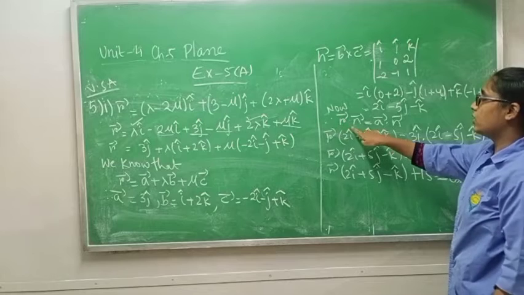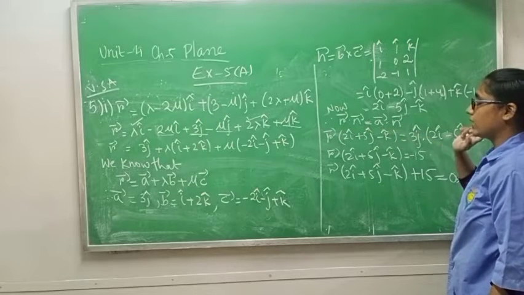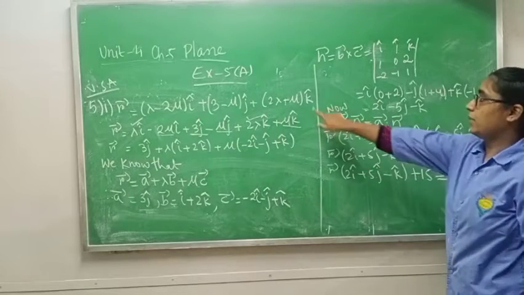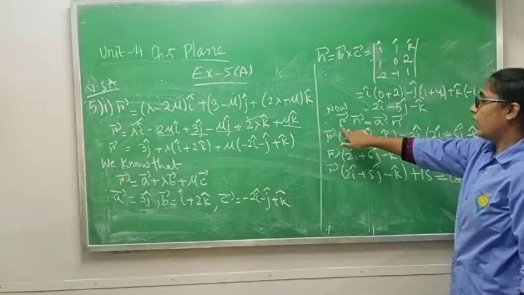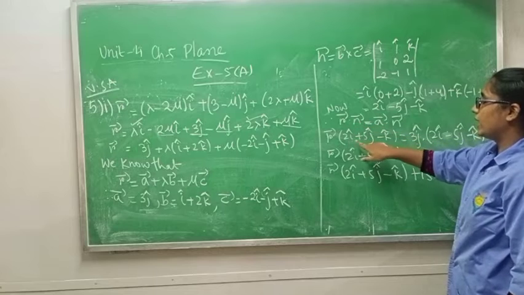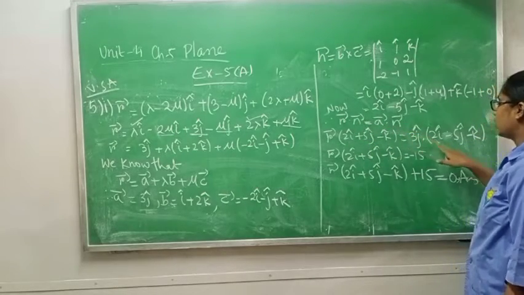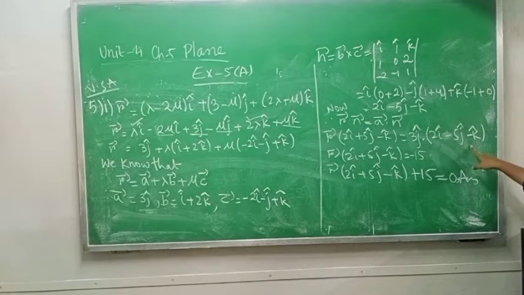Now you know r vector dot n vector equals a vector dot n vector. Whenever you have to find the equation, you will use this one, when this type of question is given to you. Now r you will write as it is. N is 2i cap minus 5j cap minus k cap. A vector is 3j cap and n vector is 2i cap minus 5j cap minus k cap.